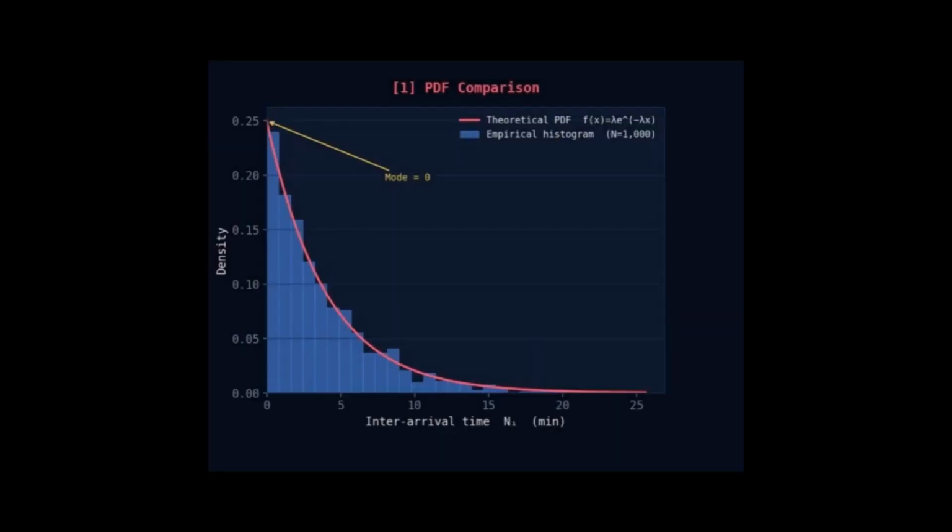Top left, the PDF comparison. The blue bars are our empirical histogram built from the 1000 interval times generated by our pipeline. The red curve is the theoretical exponential PDF: lambda times e to the negative lambda x, with lambda equal to 0.25. Notice the shape. It starts at its maximum at 0, that is the mode, and decays exponentially toward the right. This is the signature of the exponential distribution. The histogram closely follows the red curve. The fit is excellent.